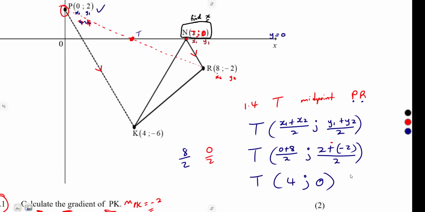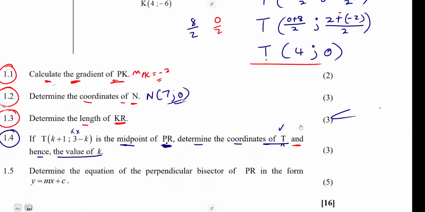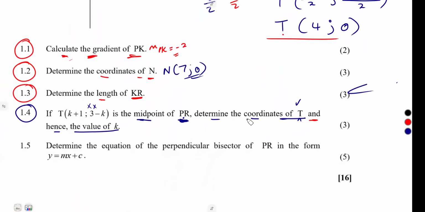So for the point T, we can see that the y value is equal to 0. If the y value is equal to 0, it means the point T is found on the what? On the x-axis. So that's where we've got the point T, which is (4, 0). So the first question was to determine the coordinates of T, the midpoint of PR.